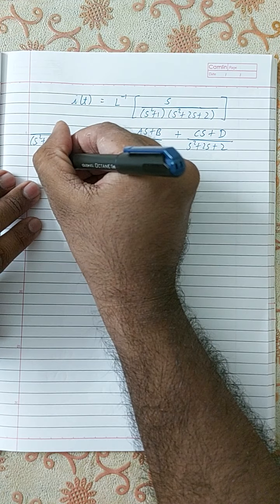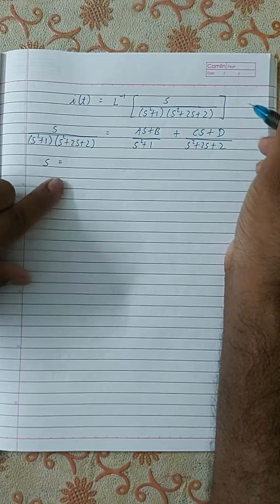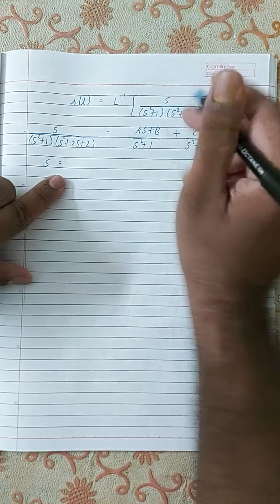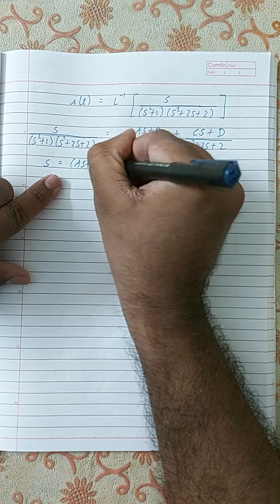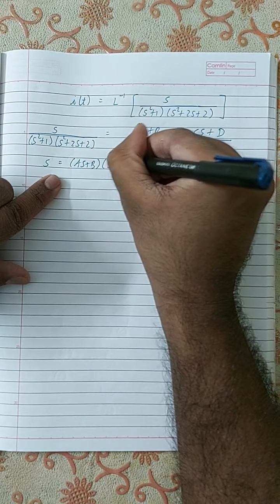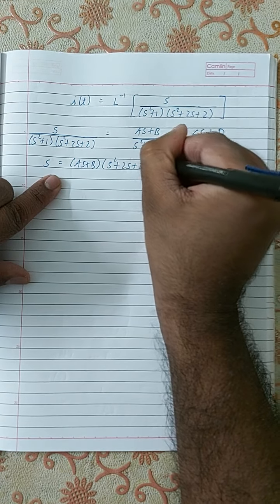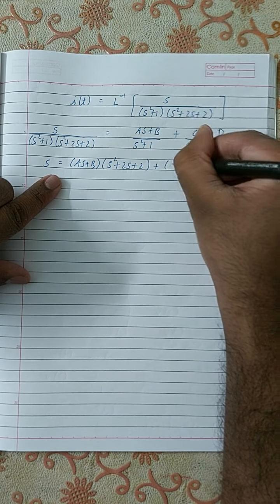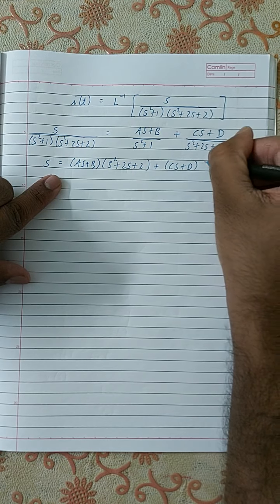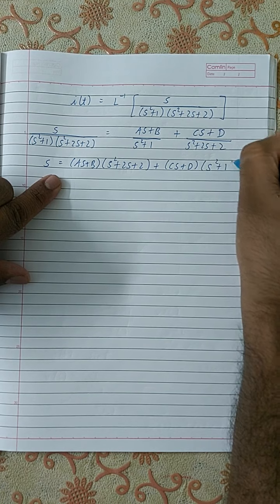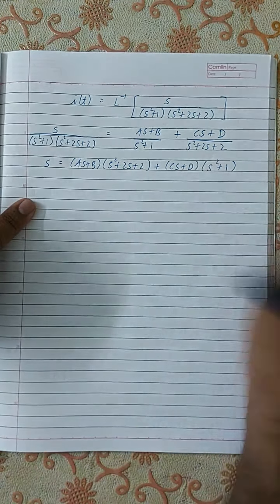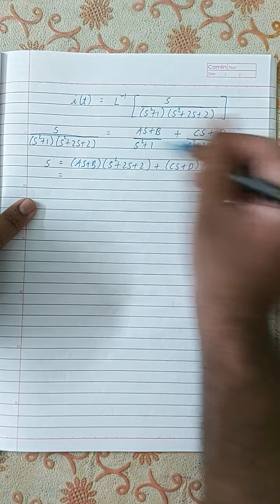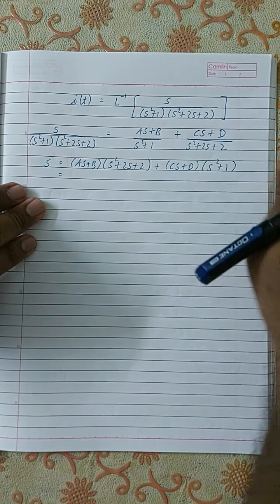So therefore in that case, s will be equal to, cross multiplying each other to find the LCM, as plus b into s square plus 2s plus 2, plus the other one is cs plus d into s square plus 1. Okay, and then after that you compare these two equations. That's what we do. So here let me first expand this whole thing.